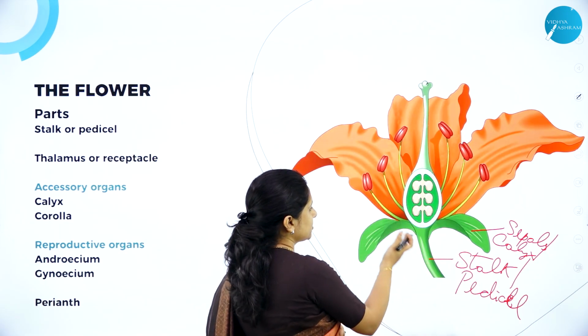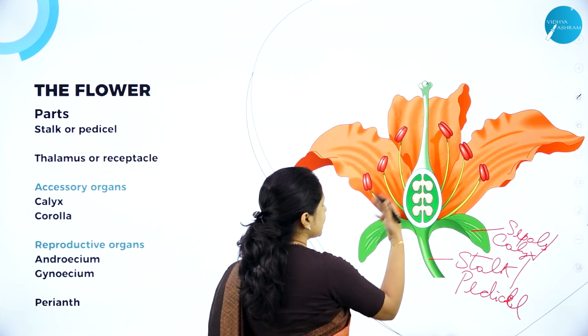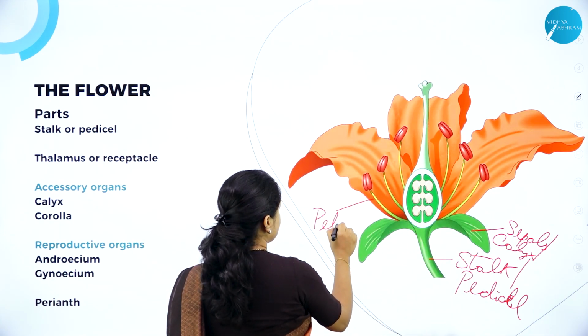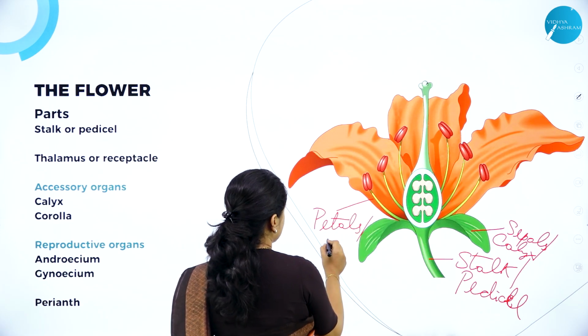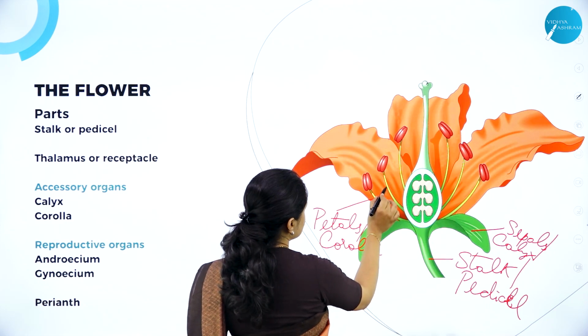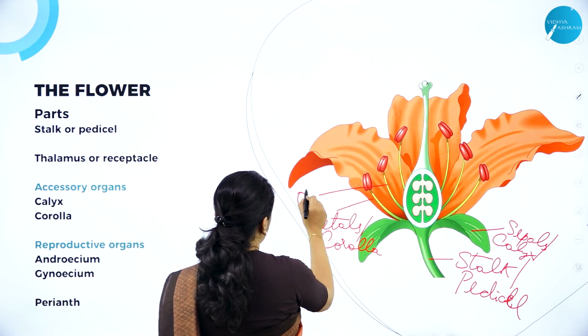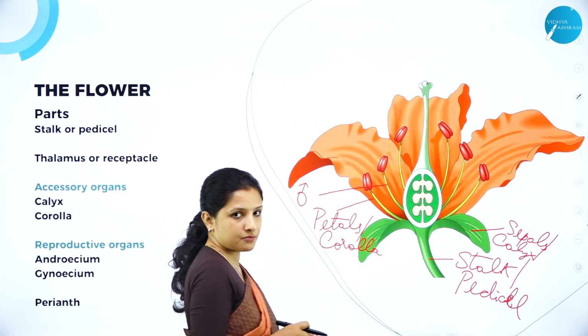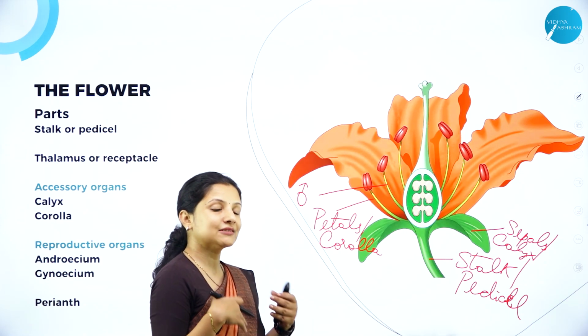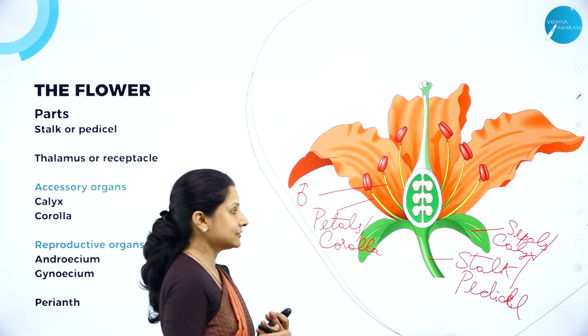Sepal is the outermost whorl. Next to the sepals are the petals, which are the brightly colored ones. Petals are also called the corolla. Next to the petals is the male reproductive organ, the androecium, which consists of the anther and the filament, which we'll study in detail in the coming sessions.